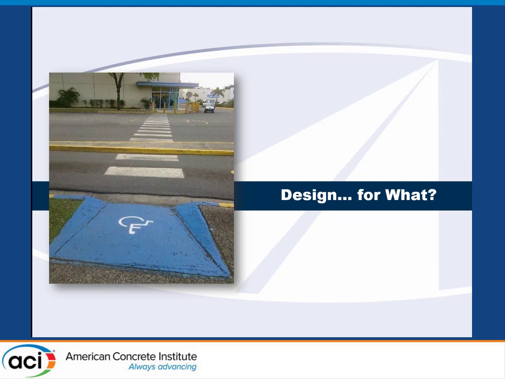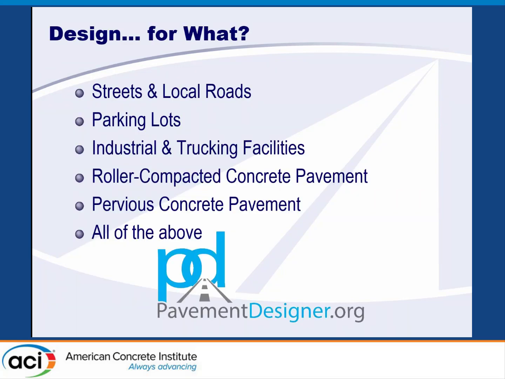We're talking about which design guide, which place we're going to get the right design for the concrete that we're trying to build. And so designing for what, I'm going to briefly cover some of the stuff that Brian mentioned as well, but I'm going to go into a little bit more detail. But we can design for streets and local roads. We can design for parking lots. We can design for industrial and trucking facilities with really heavy loads. We can also design with roller compacted concrete and pervious concrete pavement. And ACI does have guides for all of those that cover things pretty well.